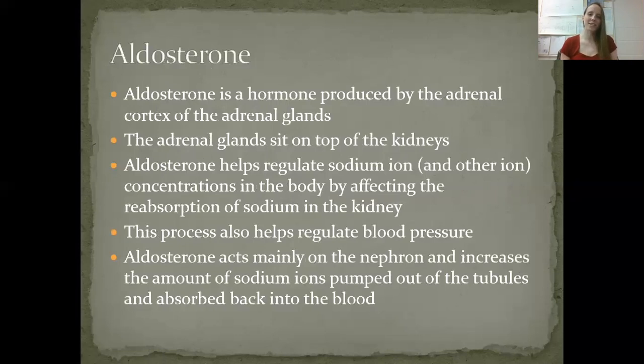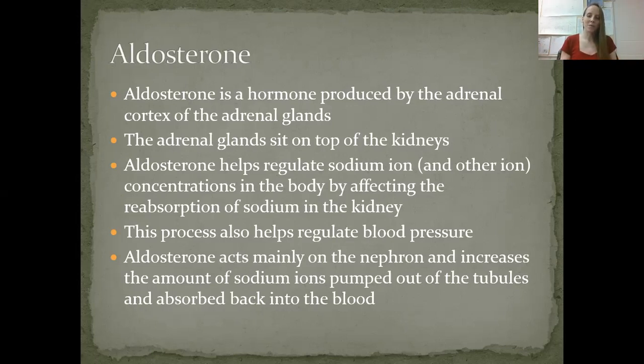So aldosterone is a hormone. It's produced by the adrenal cortex of the adrenal glands. If you remember back to the previous lesson, one of the diagrams we looked at of the excretory system showed the kidneys, and then there were these two little hats sitting on top of the kidneys. Those are the adrenal glands, and the outside of the adrenal glands is called the adrenal cortex.